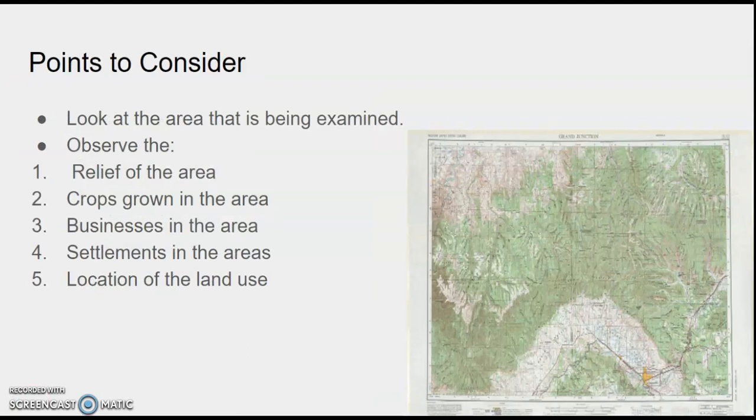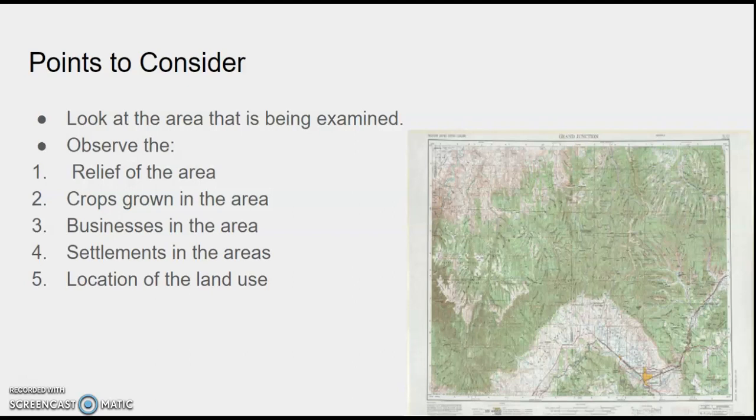These are some points to consider when you're looking at your map in the exam. Observe the relief of the area. Look at the types of crops grown in the area. Are these crops that are generally grown in flat areas or crops that can be grown in mountainous or hilly areas? Also check to see the type of businesses in the area. Are these businesses connected to the type of land use?